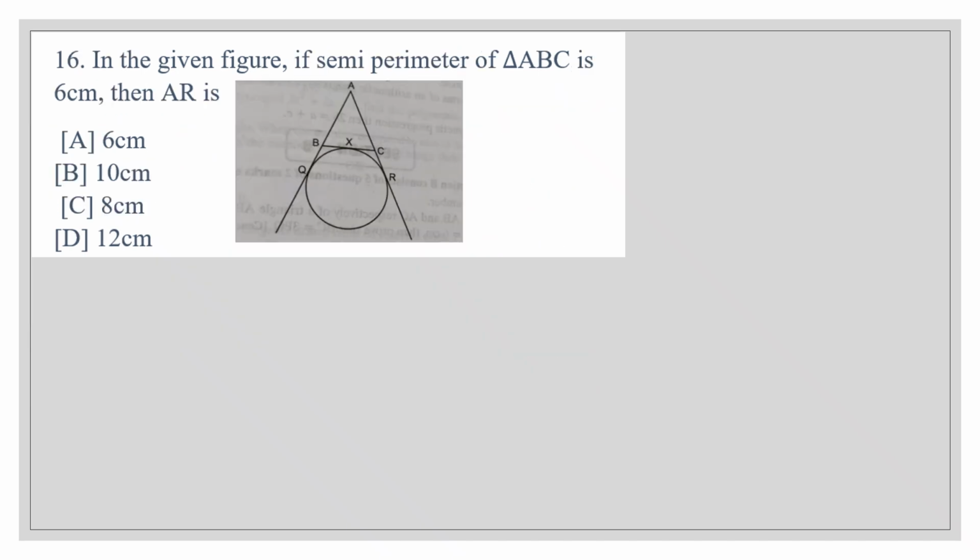Next. In the given figure, if semi-perimeter of a triangle ABC is 6 centimeter, so we know AB plus BC plus AC is 6. Semi-perimeter, that means you need to multiply by 2, that will become your perimeter. So this is 12. Also we know AQ is equal to AR. These are the tangents equal in length.